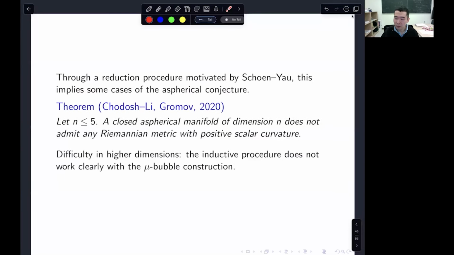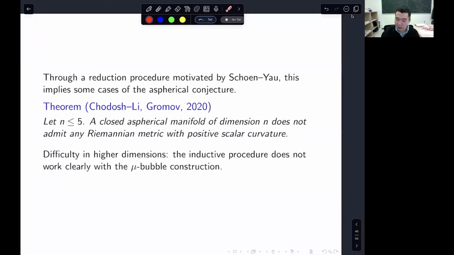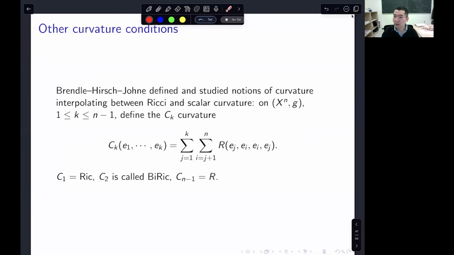So this is a difficult problem. We've made some progress, but since it's too difficult, what we do in math is to try to work on some other related, but maybe more hopeful problems. And one such hopeful problem, going back to my title, is to consider other similar or interesting curvature conditions. So for instance, one such curvature condition was defined and studied by Brendle, Hirsch, and Johne in a beautiful paper. They proposed the notion of CK curvature.